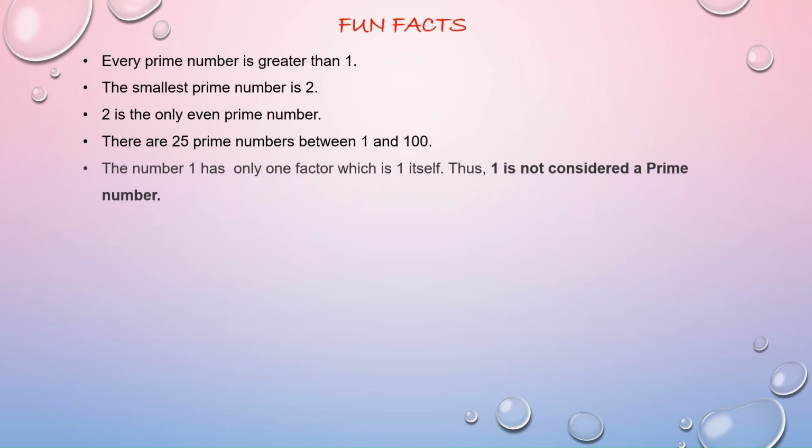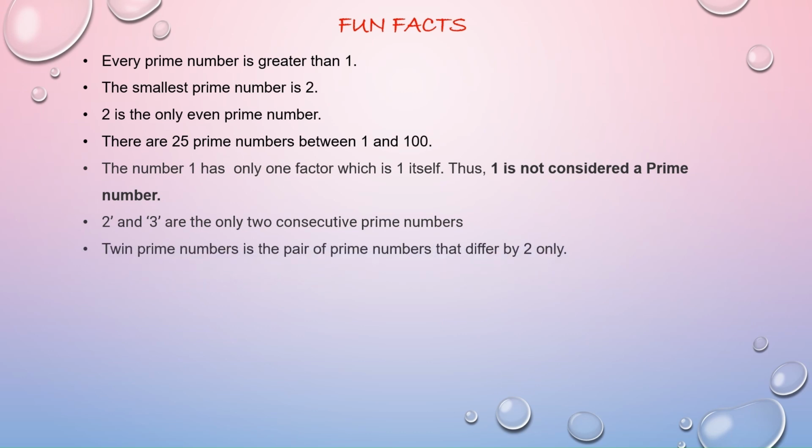The number 1 has only one factor, which is 1 itself. Thus, 1 is not considered a prime number. 2 and 3 are the only consecutive prime numbers. That means prime numbers that come one after the other. 2, 3, they come one after the other. None of the other prime numbers come one after the other.